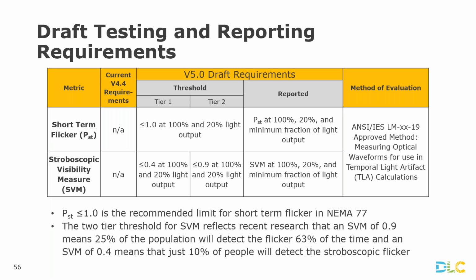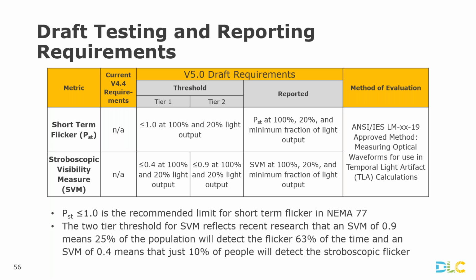So the first one is in the first row of this table. It's short-term flicker, denoted PST, and this covers that low frequency flicker below about 80 hertz. We have set the maximum threshold at a PST of 1.0 as recommended in the NEMA 77 document that was published in 2017. And so this must be met at 100% light output and 20% light output, and then reported at minimum light output. But again, the threshold, we are proposing that it be met at just 100% and 20% light output.